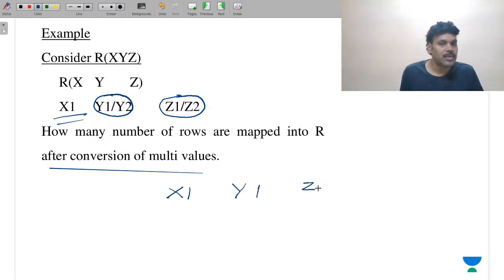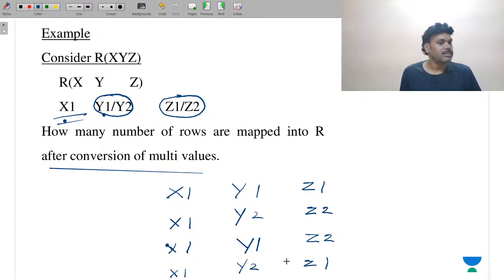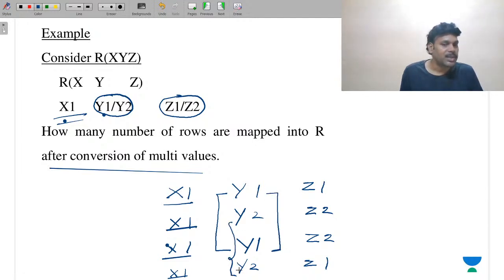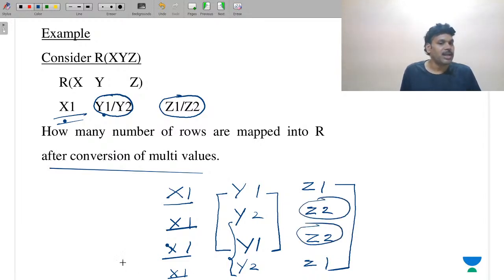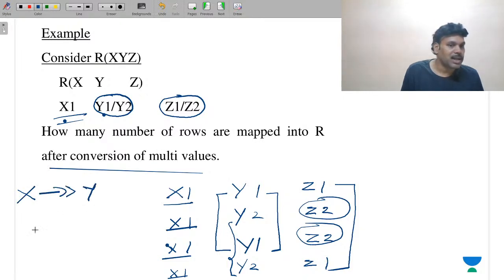x1, y1, z1. Again x1, y1, this time z2. Next x1, y2, z1 or z2; x1, y2, z1. So exactly what has happened? This value is matched: T3 is equal to T1 is matched. T2 is equal to T4 is matched. Z1 is equal to Z4 is matched. Z2 is equal to Z3 is matched. Thus X implies Y as well as X implies Z.